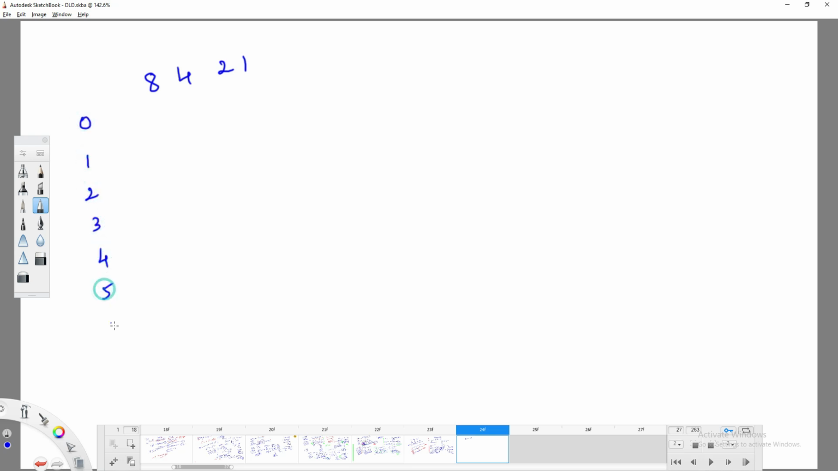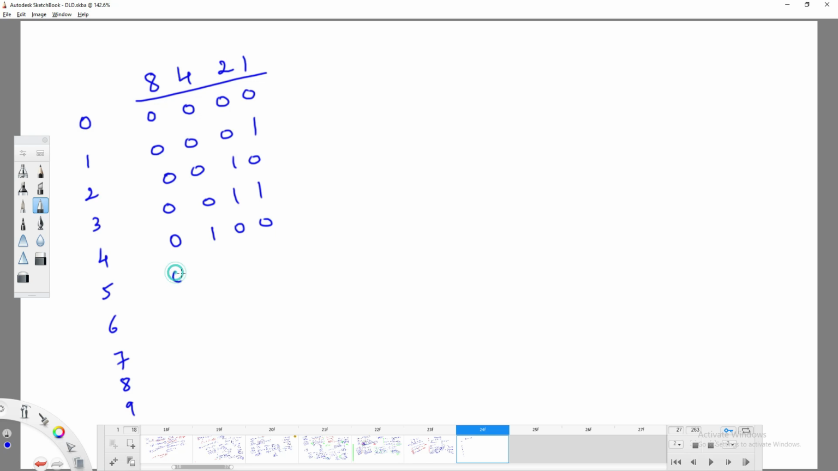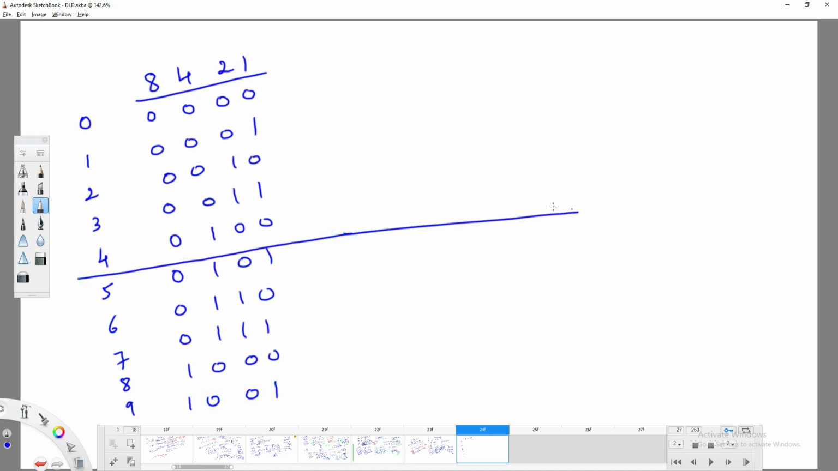Decimal numbers, right? So try to think. This 8421 approach can have the pattern numbers from 0 to 9. How are we going to get the 0? By making all bits 0, then 0001, 0010, 0011, 0100, 0101, 0110, 0111, right? Fine. This is the basic thing we are going to follow in the 8421 approach.